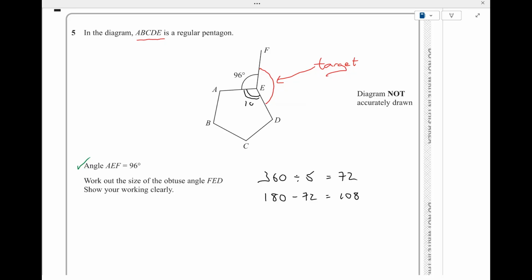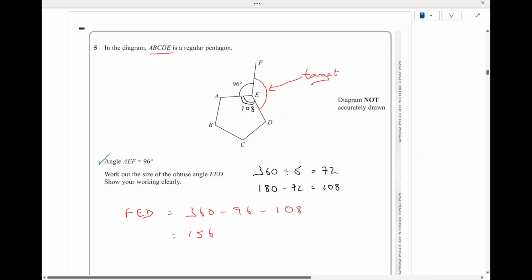So that is 108. And now I'm in a position to find my target angle, angle FED, because it's going to be 360 minus 96 minus 108. 156 is my answer.